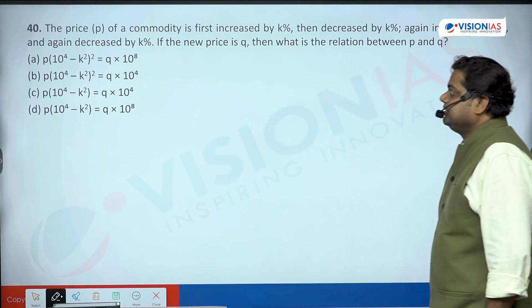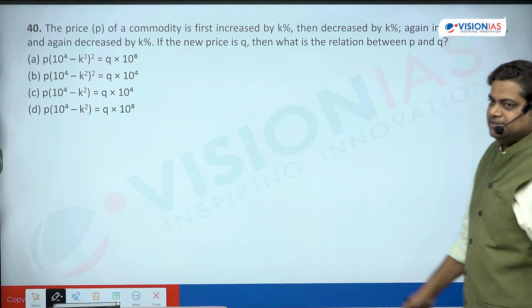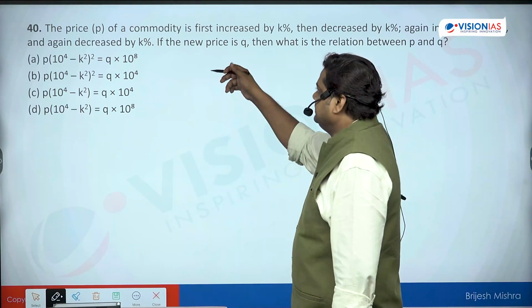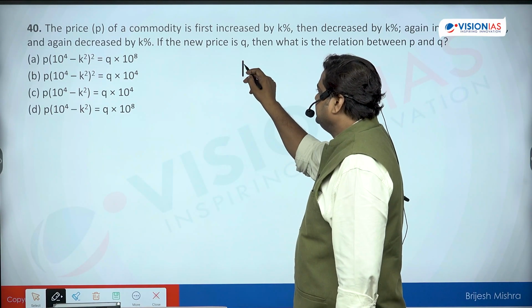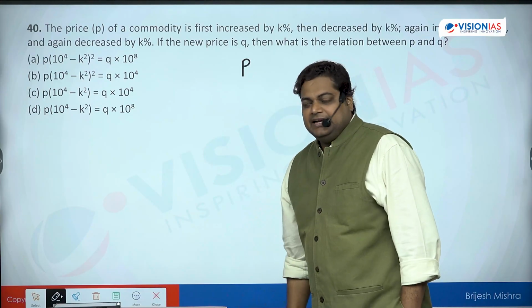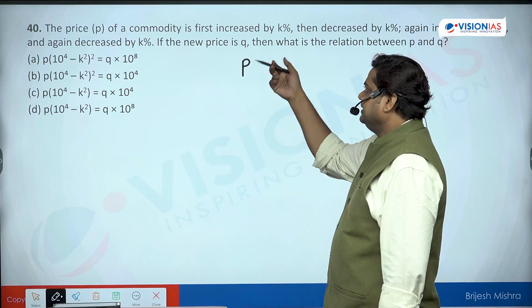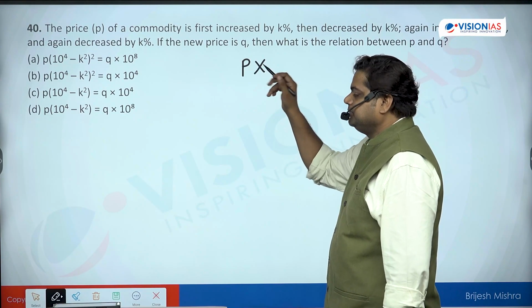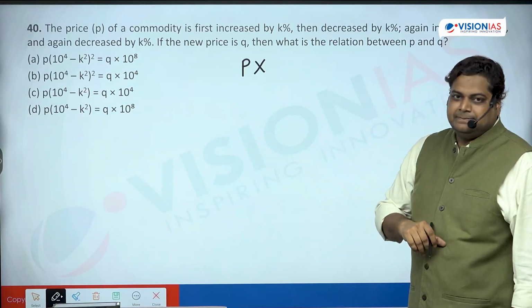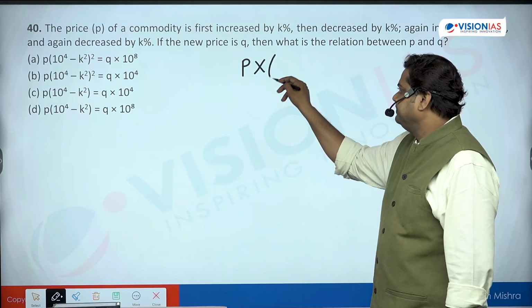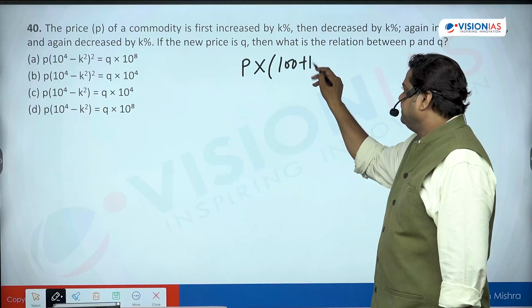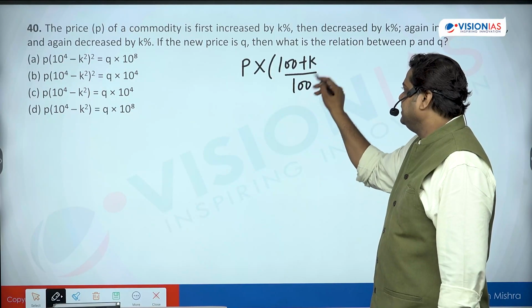See, the price P of a commodity is first increased by K%. So the price is P. It is increased by K%. अब K% से increase हुई, so the new price would be what? P into 100 plus K by 100.